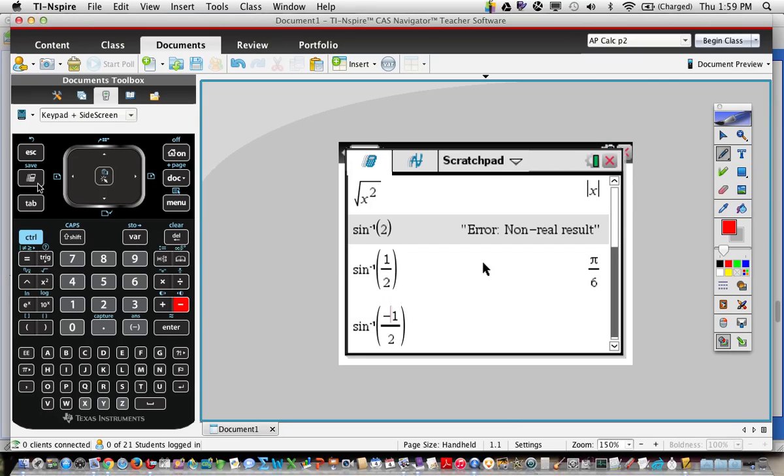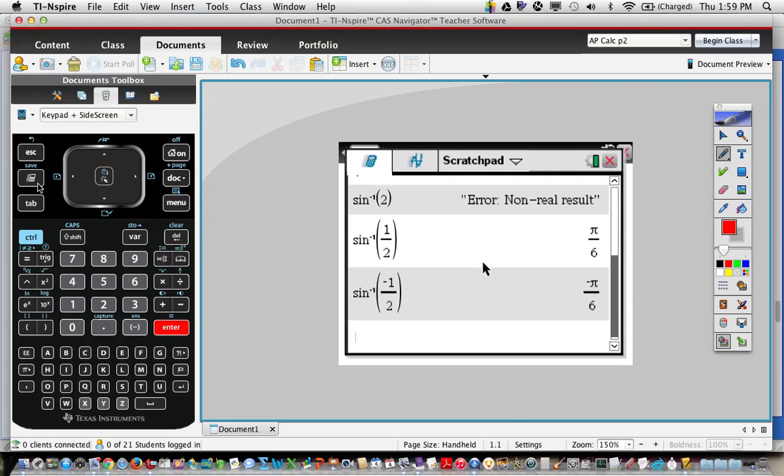7 pi 6, 11 pi 6, but didn't we just say it was going to restrict from negative pi halves to pi halves, which is the first and fourth quadrants? So which answer do you think we're going to get? 11 pi 6? It's the same angle, but it's a different value though, right? It can't use 11 pi 6 because that's not between negative pi halves and pi halves. It's first and fourth quadrants, so we would use the negative version in the bottom quadrant, and we use the positive version there.